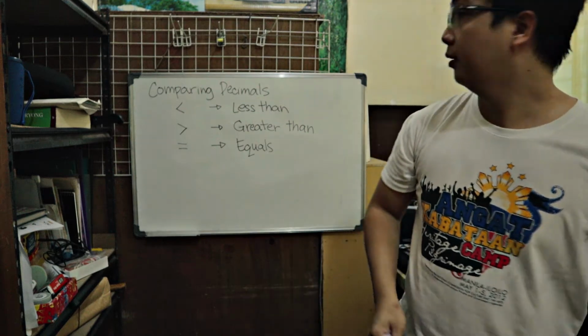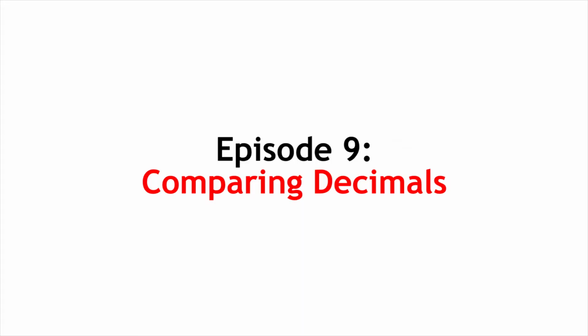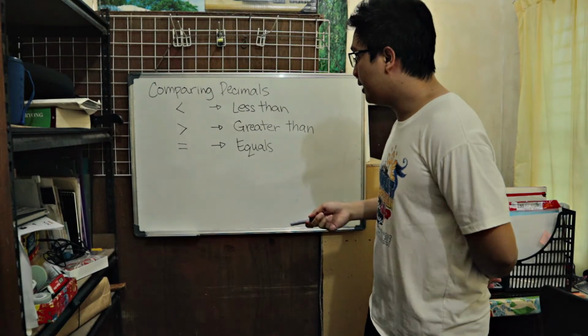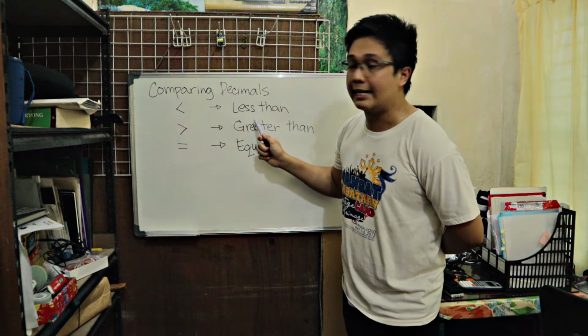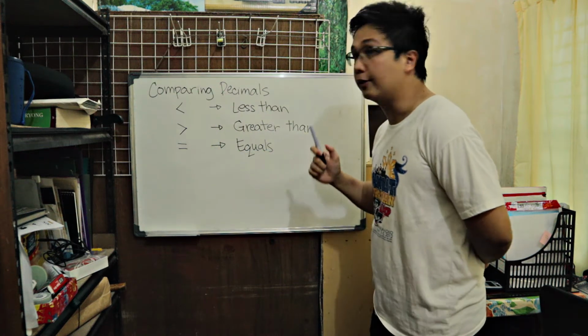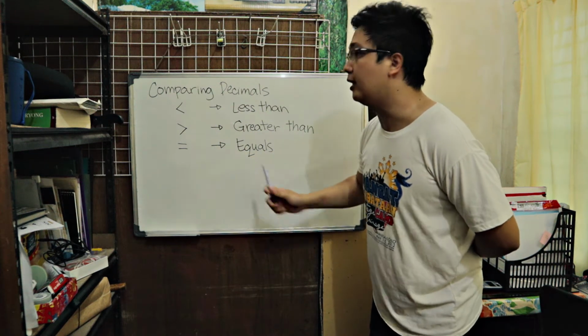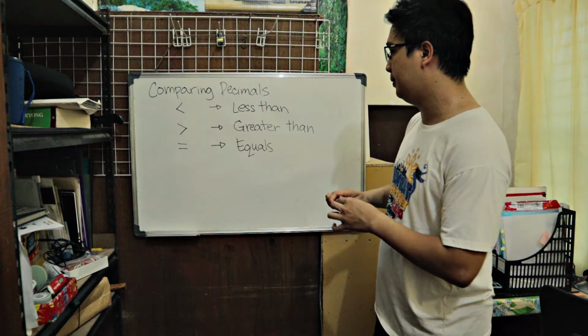Sige, comparing decimals. So ang gamiton ta are mga comparison symbols. Ini siya, less than. Ari naman, greater than. Ari siya, equals. Let's have some examples.